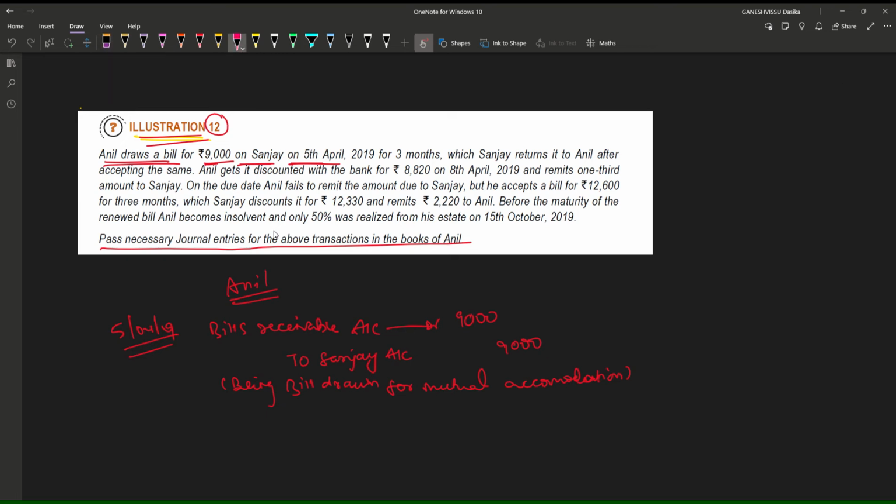Okay, being bill drawn for mutual accommodation, and this has been drawn for 3 months, which Sanjay returns after accepting the same. Okay, Anil gets it discounted with the bank for 8,820. That means out of 9,000 rupees, the amount which is there is 8,820. Means 180 rupees discount is there.